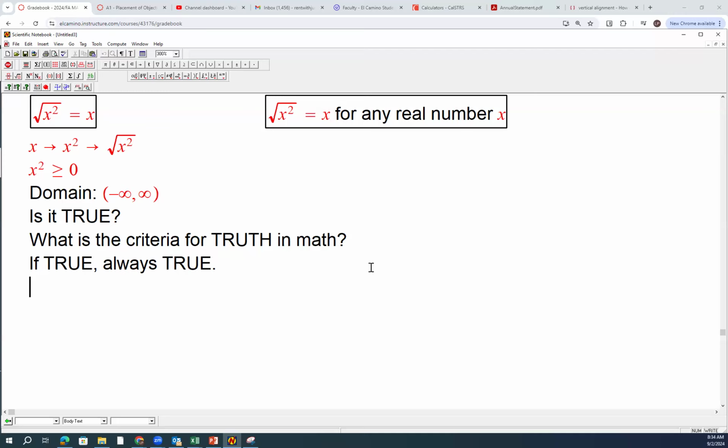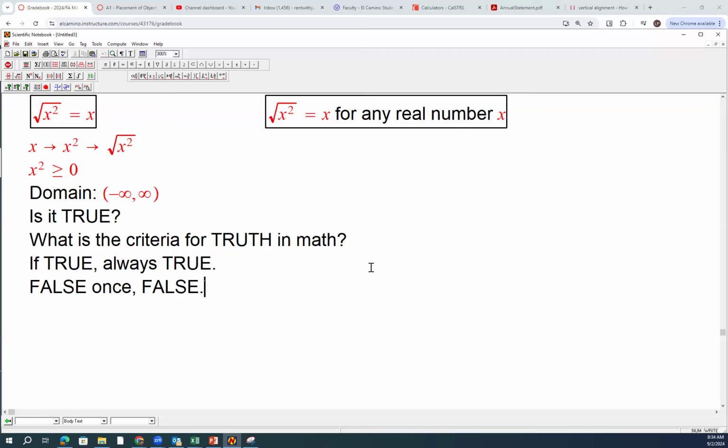And as a consequence, if it's false once, it's false. The mathematical truth is judged very simply. If it's true, it has to be always true. False once, it's false. So now let's use this criteria to judge whether this expression is true or not.